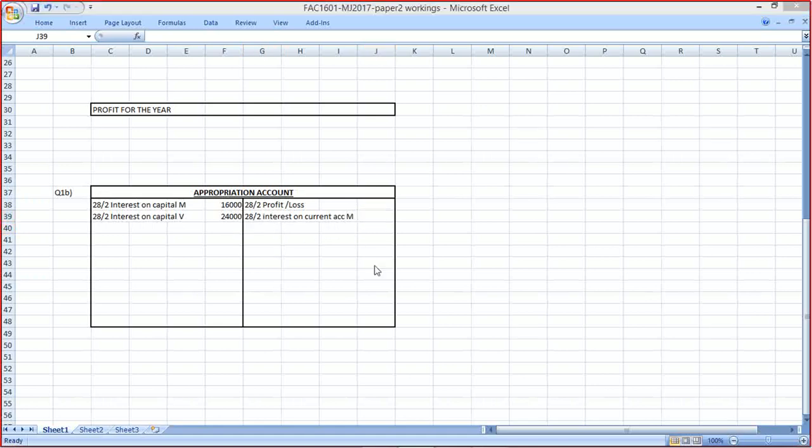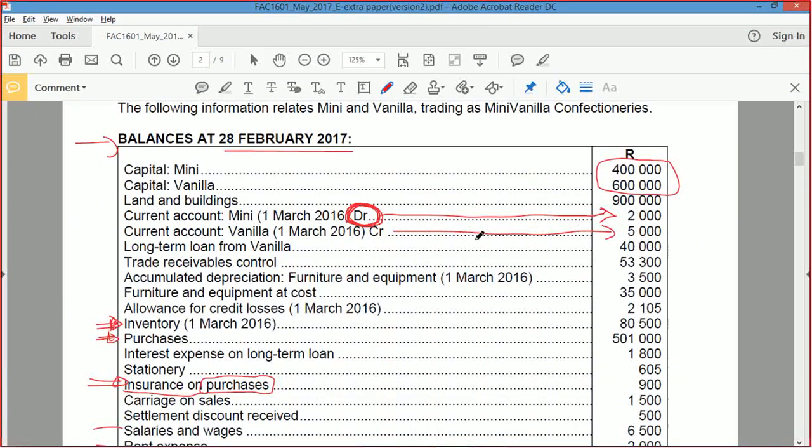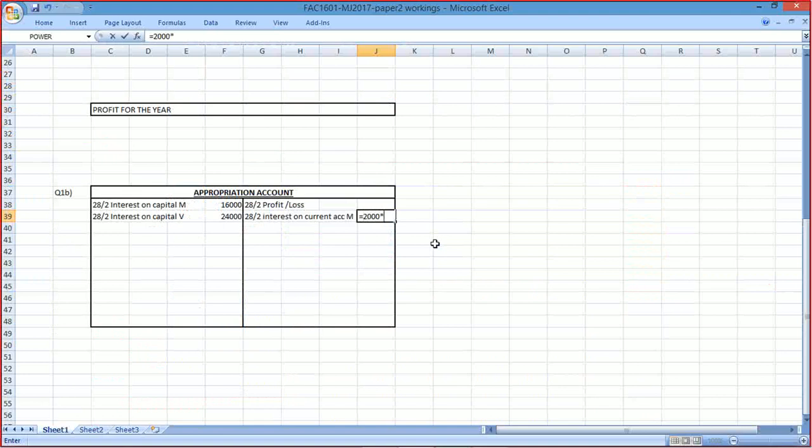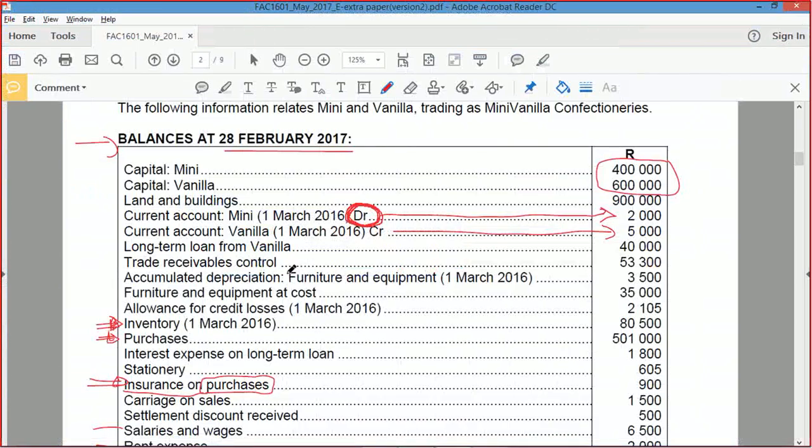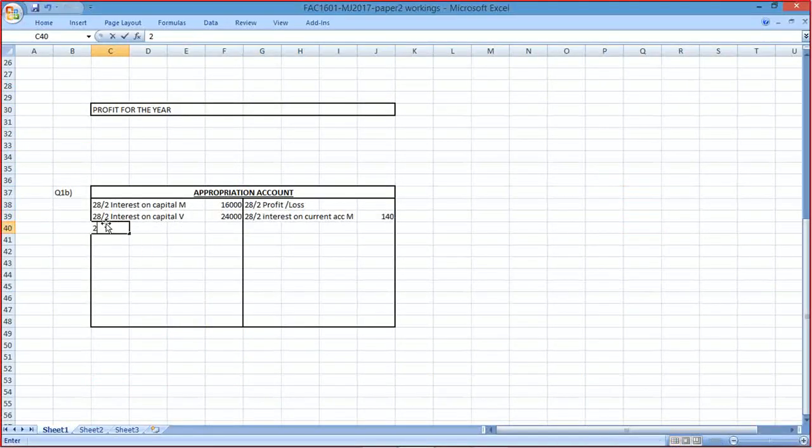Interest on current account M. Okay, the interest was 7%. So 7% on 2,000. That's how much M is going to have to pay the partnership. Okay, was V in a good or bad position? V was in a good position. Correct. So is V going to get more from the partnership? Yes. Alright, V is going to get 7% on his credit balance of 5,000. So that's going to go on this side.